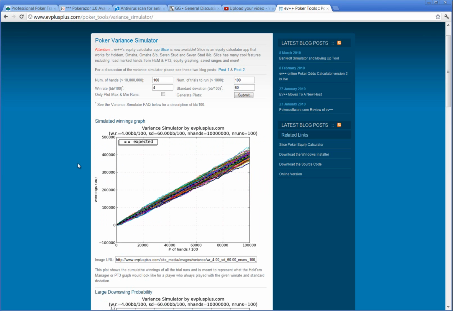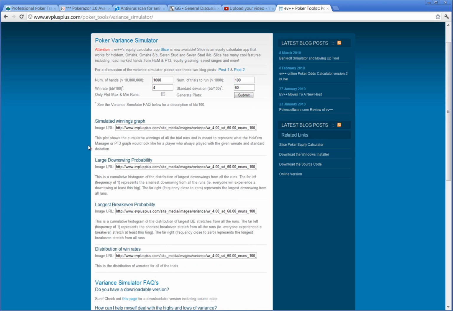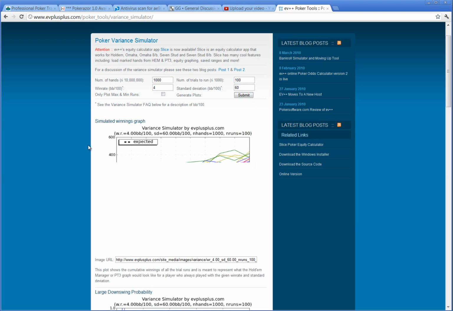Okay, that's not right. I have no idea why it did that, but apparently this is with like 100,000 times 100,000 or something. I don't know, guys. Sorry about that. Apparently this EV calculator doesn't actually work that well. Here's one with 1,000 hands though.